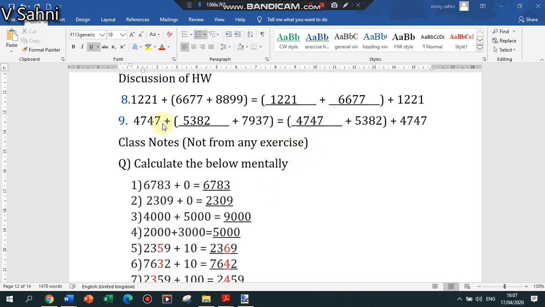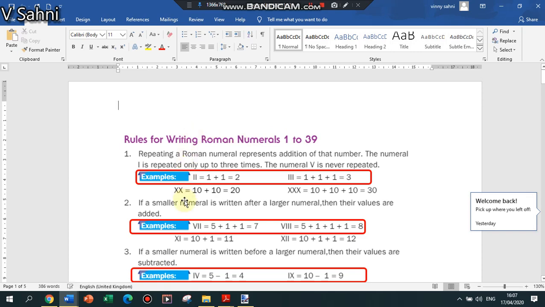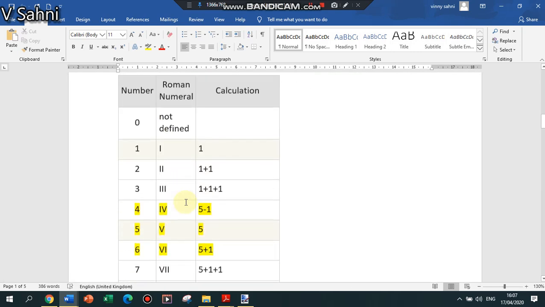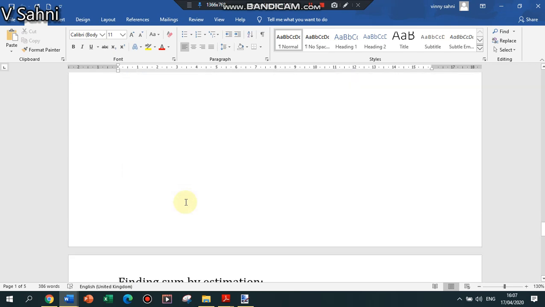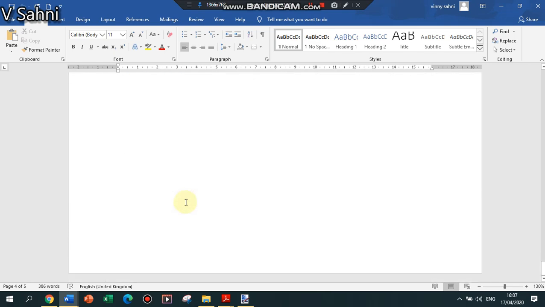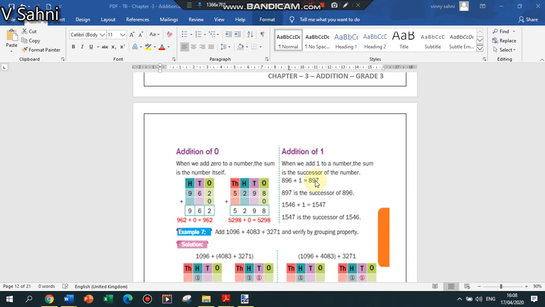Alright, so now we have revised what we did in the last class. Let's continue with the new learning today. There are a few more properties that I want to take you through. Okay, some other properties of addition are, first is addition with 0.